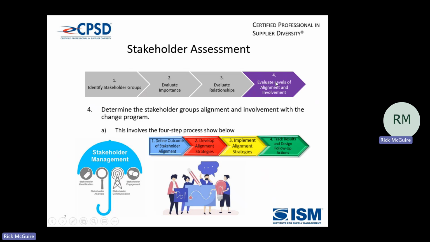And then the final step is evaluate levels of alignment and involvement. So determine the stakeholder group's alignment and involvement with the change program. This involves a 4-step process below. You define the outcome of the stakeholder alignment, develop the alignment strategies, implement strategies, and then track results. That's a pretty generic implementation steps.